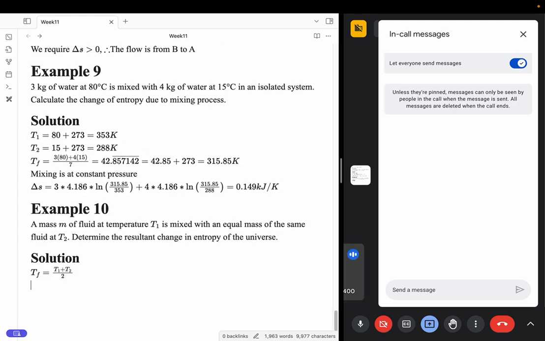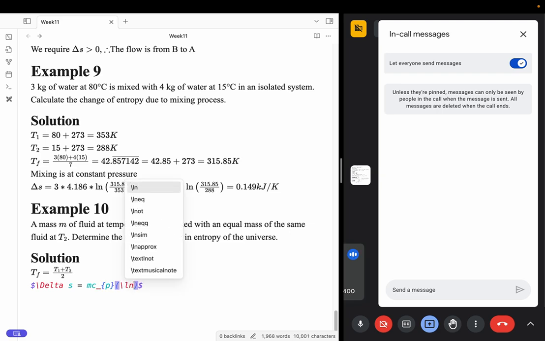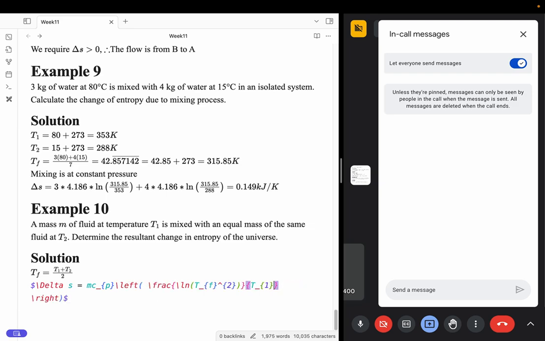If you substitute that in the entropy equation, you will get delta S as mCp, which will be constant, times ln of (Tf by T1) times (Tf by T2). So that will be Tf squared by T1 T2. Is this part clear?